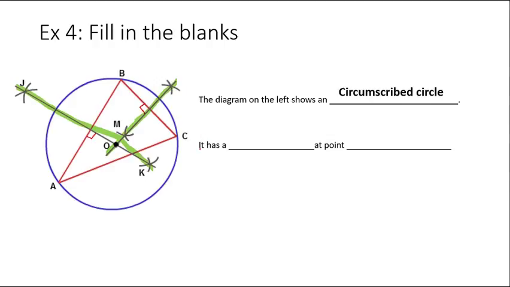And what it's asking you in the next part says it has a circumcenter. So that's this point right here. That's the circumcenter. So you say a point O. So point O right there, where the lines meet in the middle, on the inside of the triangle, that's the circumcenter. So you say a point O.